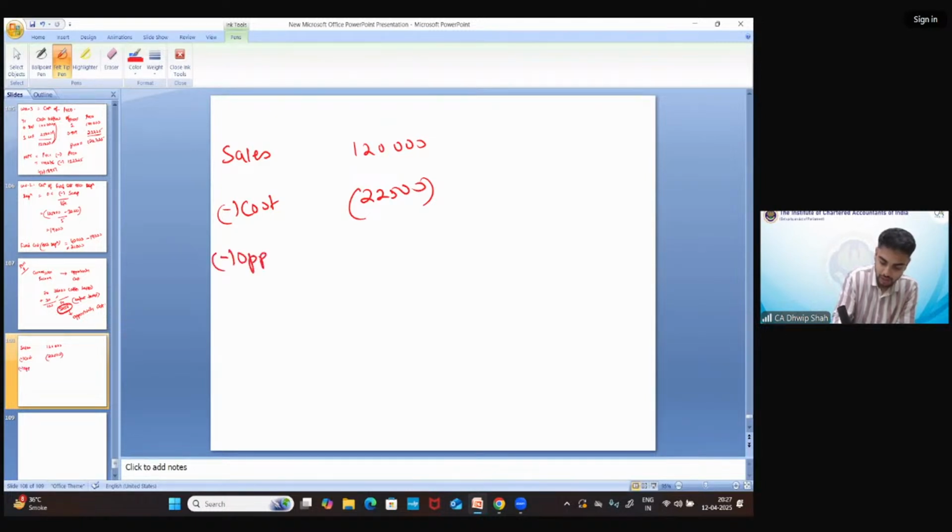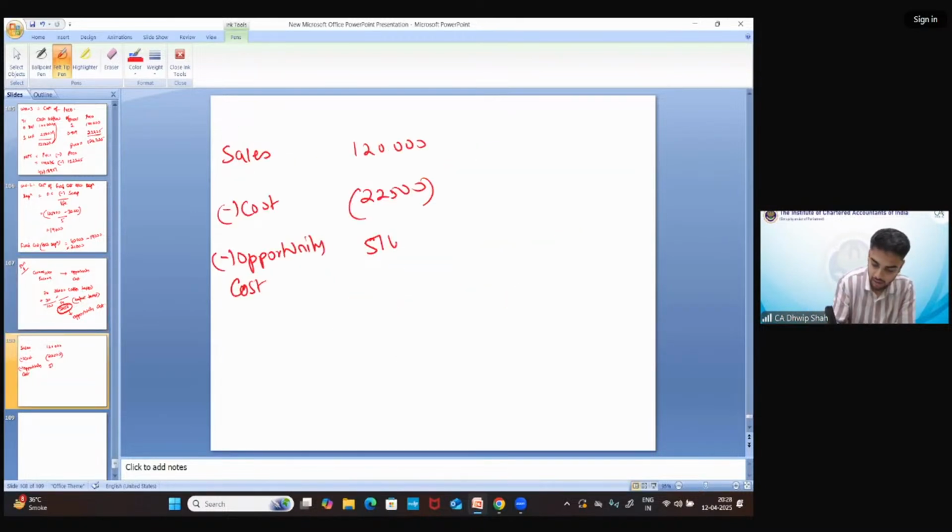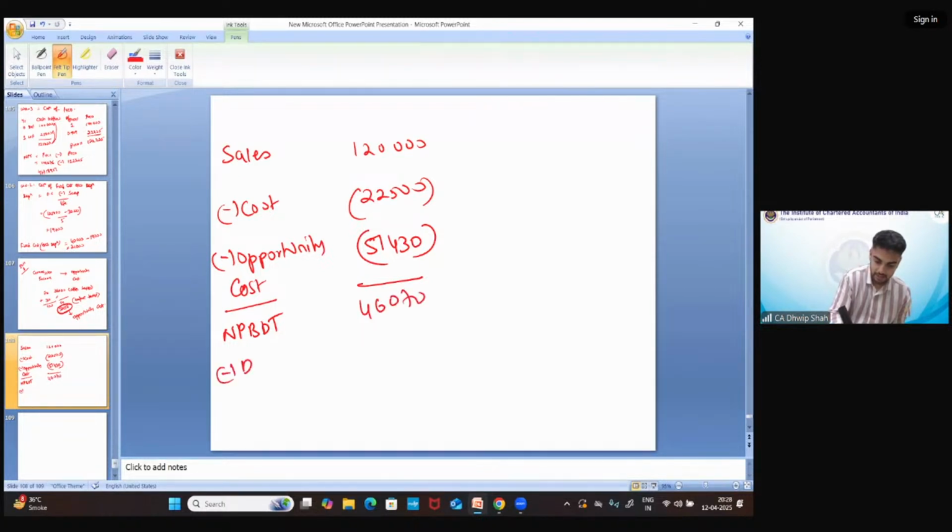Less opportunity cost of losing that commission income, because now the company will not earn that commission income. And can I say it is 51,430? So this is also my cost, just like any other cost. So my NPBT comes to 1,20,000 minus 22,500 minus 51,430, which is 46,070, less depreciation. Is the method of depreciation given in the question?